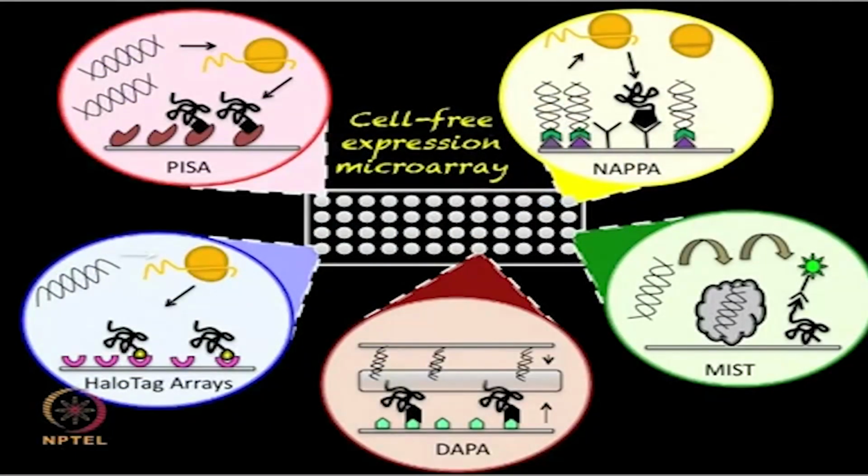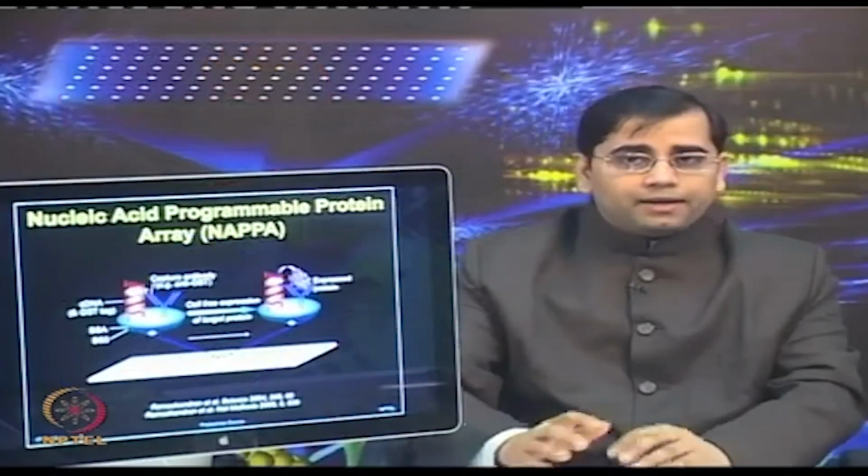So, in the previous lecture, we discussed various types of cell free expression based protein microarrays. We talked about protein in situ arrays, halo tag arrays, DNA arrays to protein arrays, the multiple spotting technique, as well as nucleic acid programmable protein arrays. Although each one of these techniques offers several unique advantages, the NAPA approach has proved to overcome various limitations and is applied for very high density arrays. So, today I will focus more on NAPA arrays.